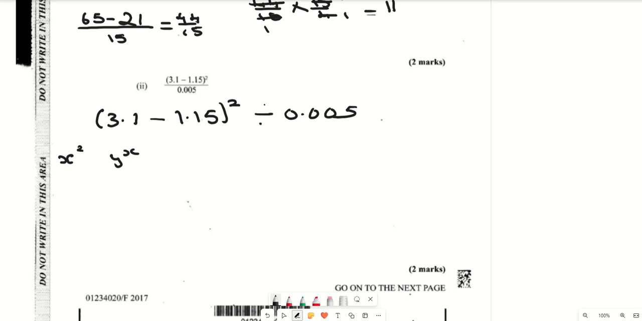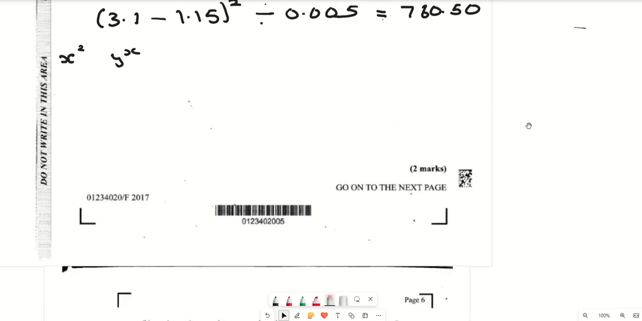This is what you put in your calculator. Open bracket 3.1 minus 1.15, close bracket squared, divided by 0.005. If you put this exact same thing in your calculator, you're going to get an answer of 760.50, and that would be your answer. And this is how you would do this question. Why did I put a dollar sign? Not a dollar sign, just 760.50.